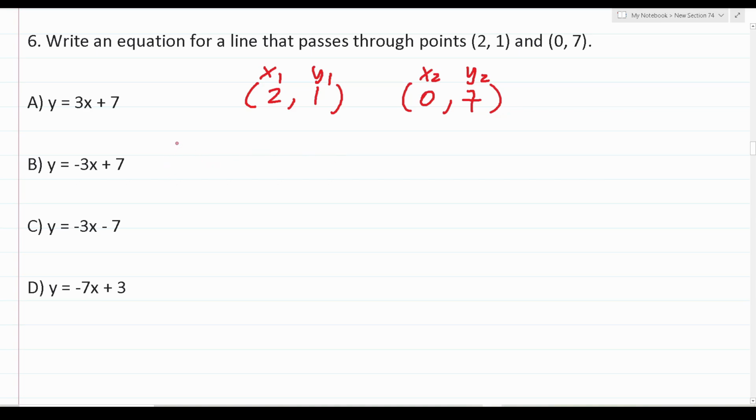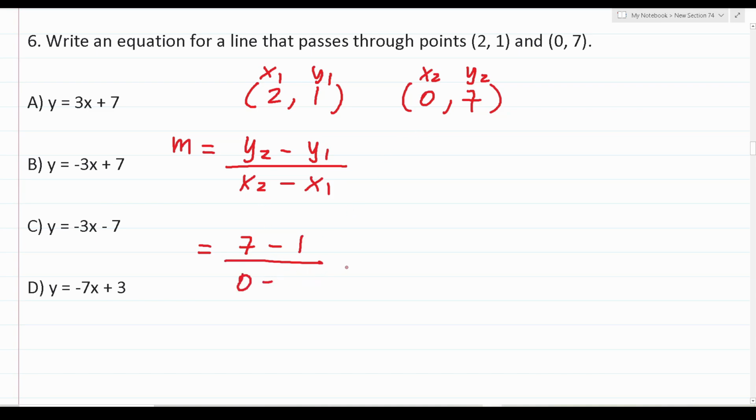The slope of that line is given by this formula, m equals y2 minus y1 divided by x2 minus x1. And as you can see, we already labeled the points, so this is just a matter of plugging those in accordingly. So this becomes y2 is right here, 7, minus y1, that's right here, that's 1, over x2 is right here, 0, minus x1 is right here, 2. All right, let's keep working this out. 7 minus 1 is 6. 0 minus 2 is negative 2.